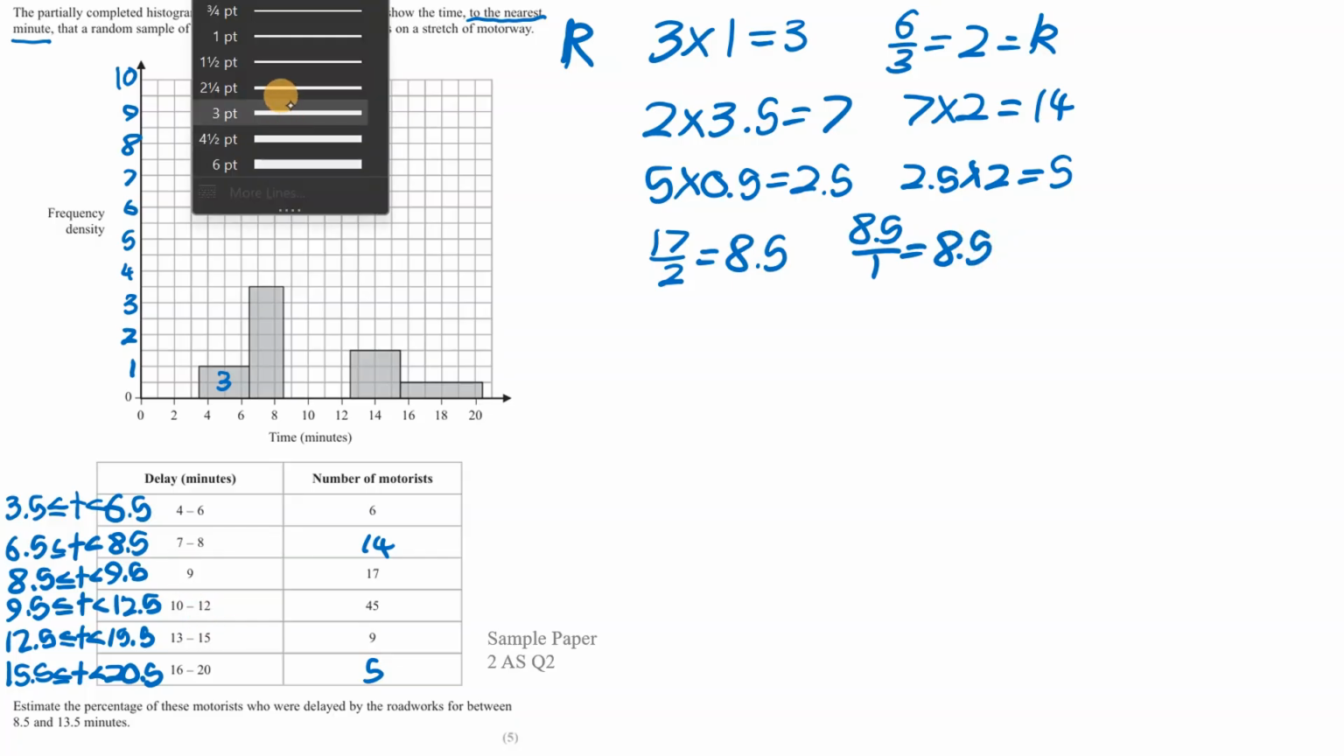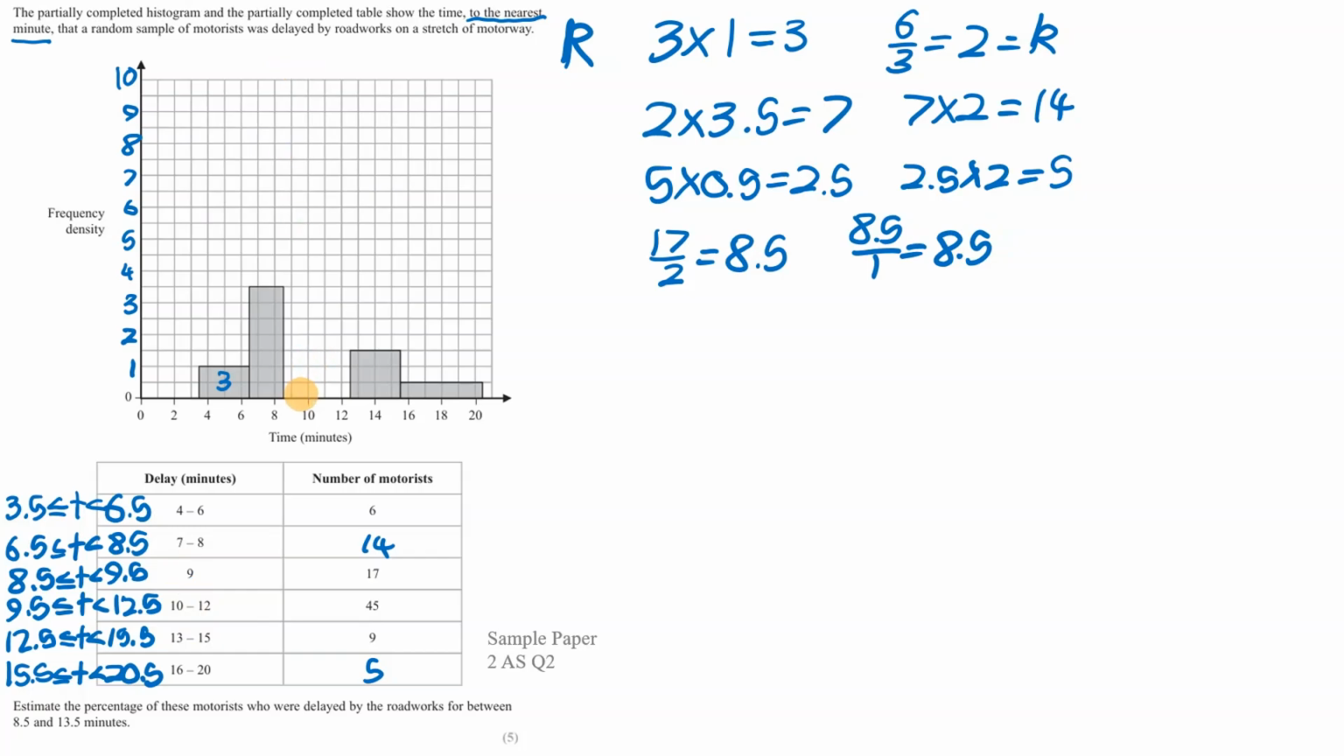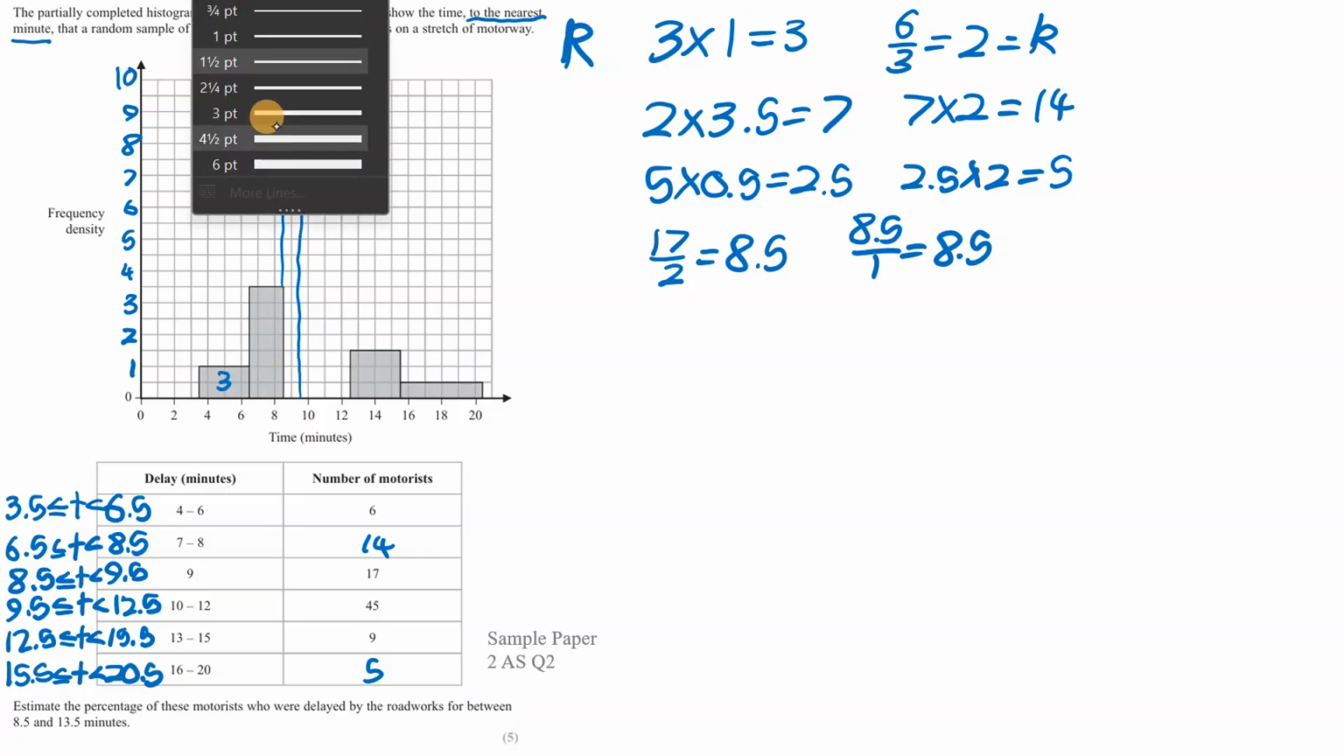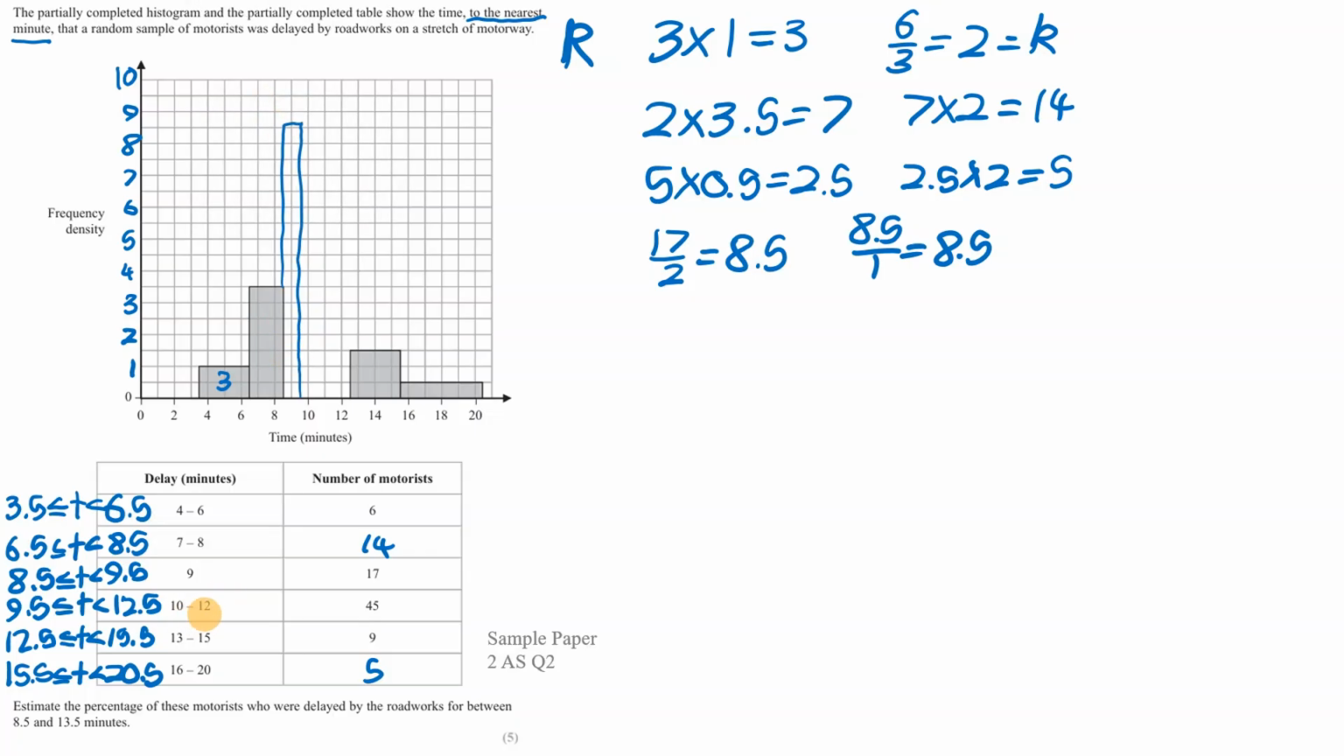So if we draw this on, it ends at 9.5 like this here, and it's going up to 8.5 like this here. So this is going to be the bar for 9, and now we're going to focus on the bar for 10 to 12.